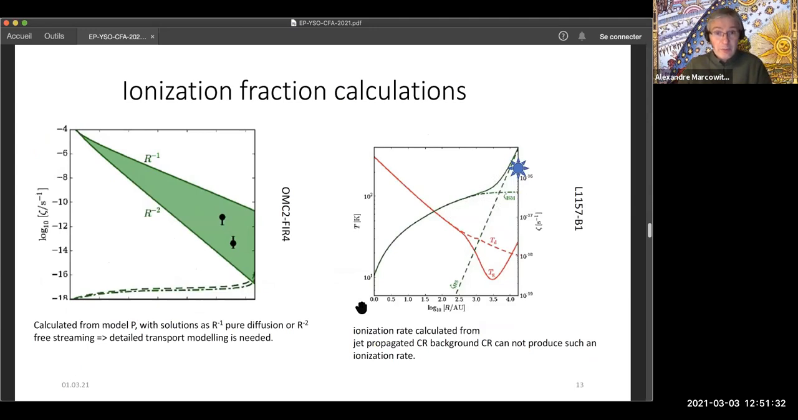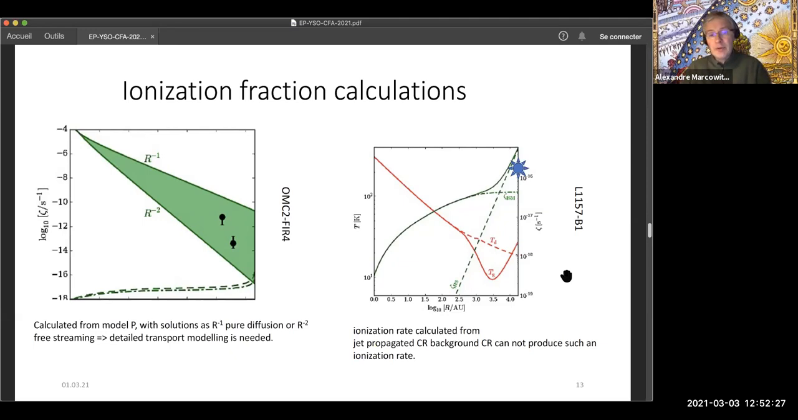So, turning back to the ionization fraction calculation in these two objects. For OMC2 FIR4, what we did is to invoke particles which are accelerated at the shock on the stellar surface and then propagated toward the envelope, either following a ballistic motion, so diluted as r^-2 with respect to the distance from the star, or r^-1 if they follow a diffusive path. These two paths encompass the observation.